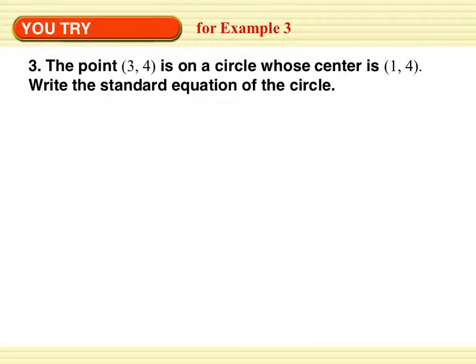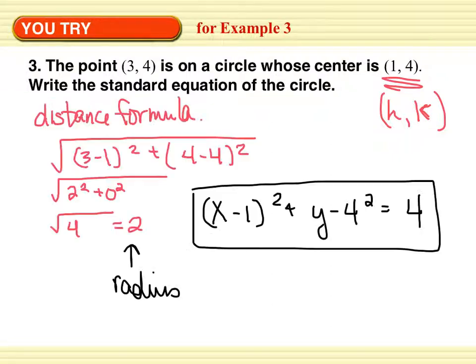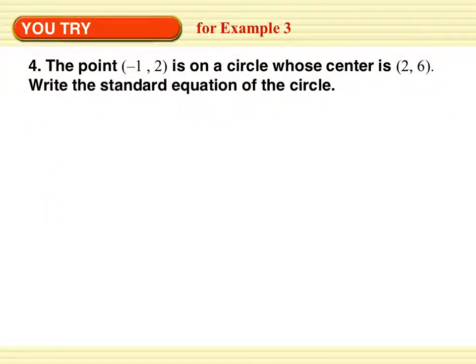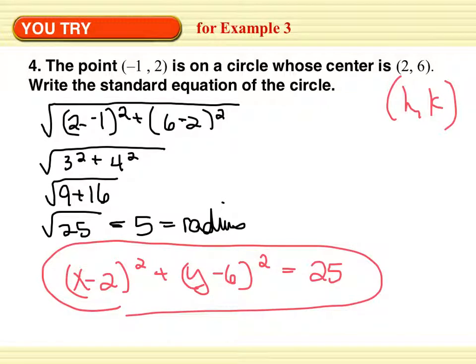Okay, you try. There's the point and the center. We need to find the radius. Okay, the center, that's our h, k, but you need to use the distance formula to find the radius so you can write your equation of the circle. Push pause. There's the answer. Push pause and check it out. Try another one. Okay, push pause. There you go.